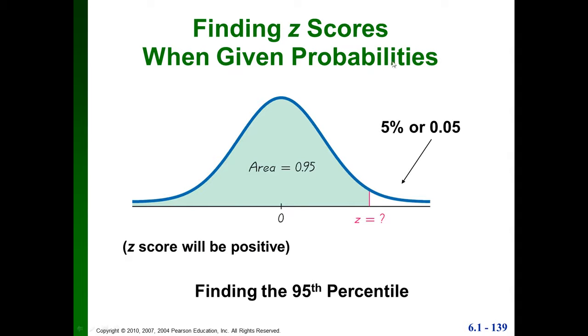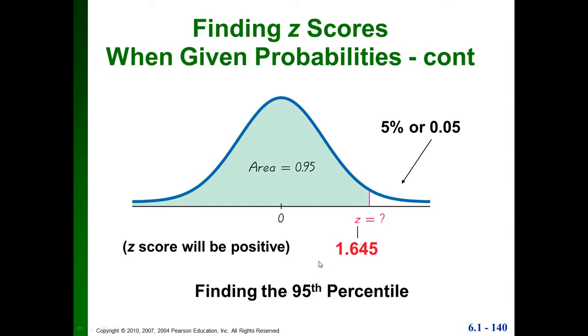What about this one? 5% to the right. Find the 95th percentile. 95th percentile is 95% of this area right there. So what we want to do is take the second inverse norm of 0.95, or we could go to the tables and get the same thing.